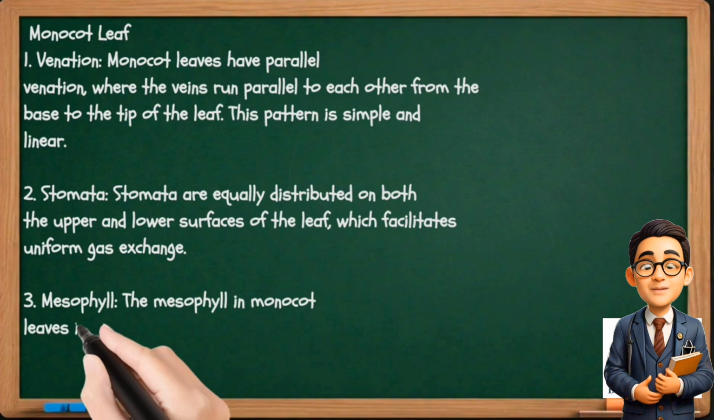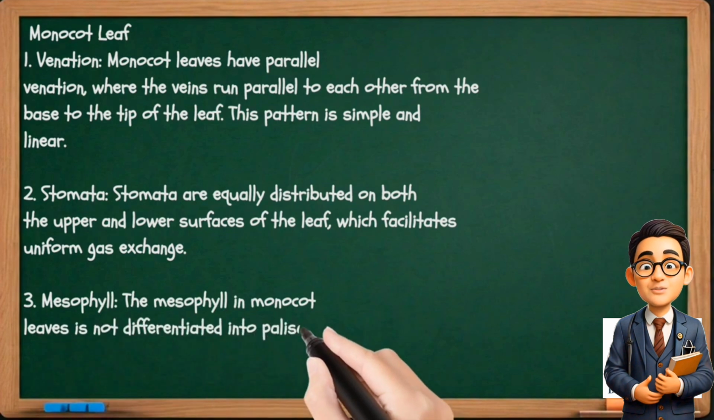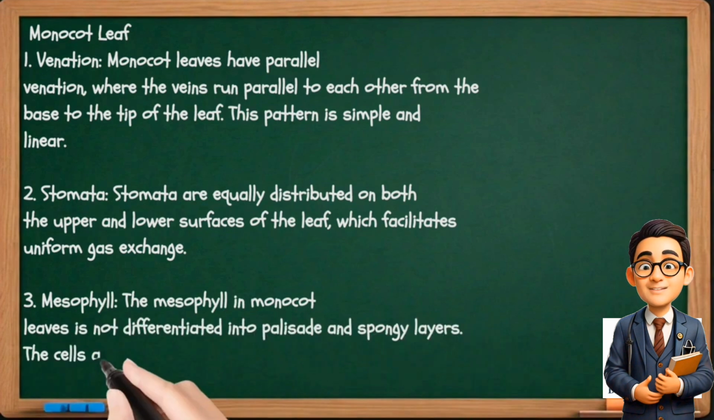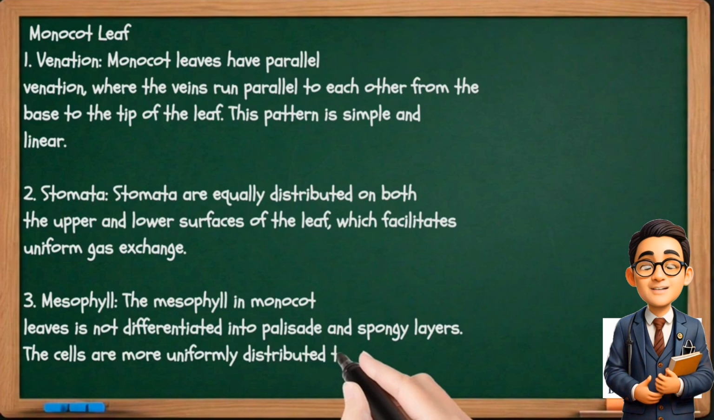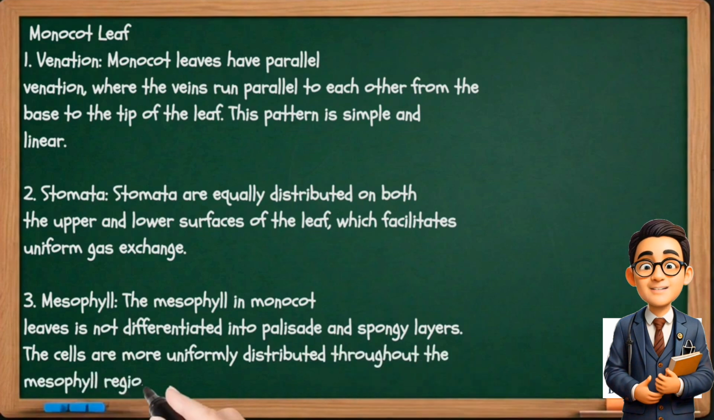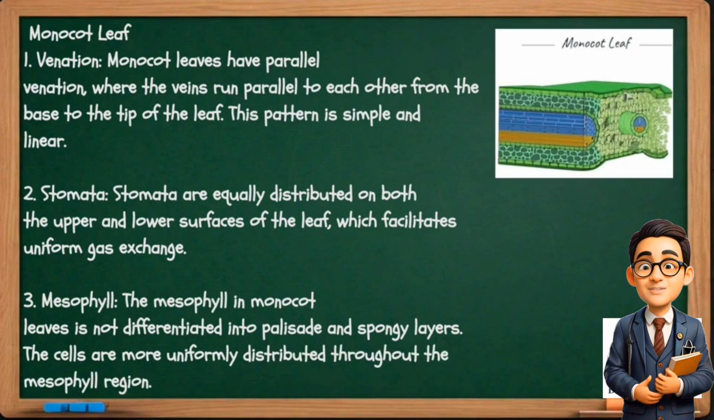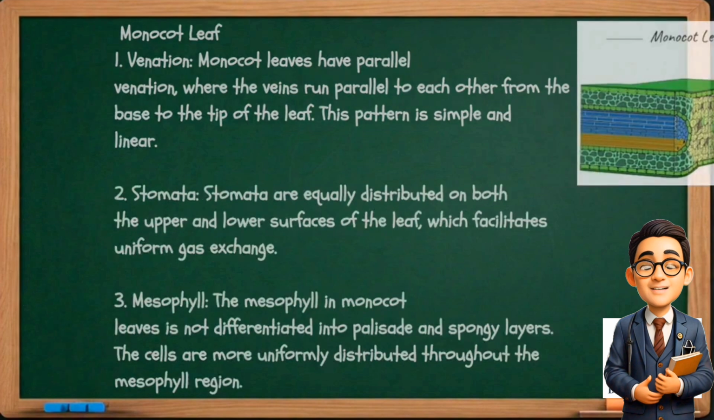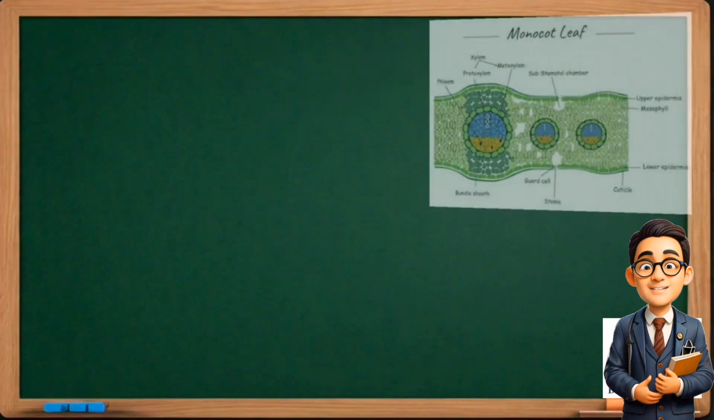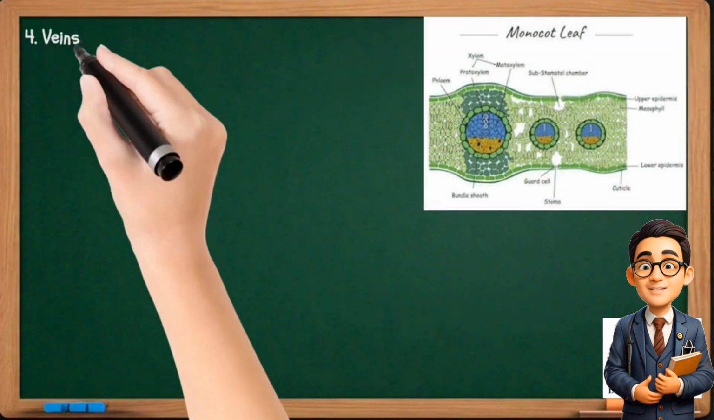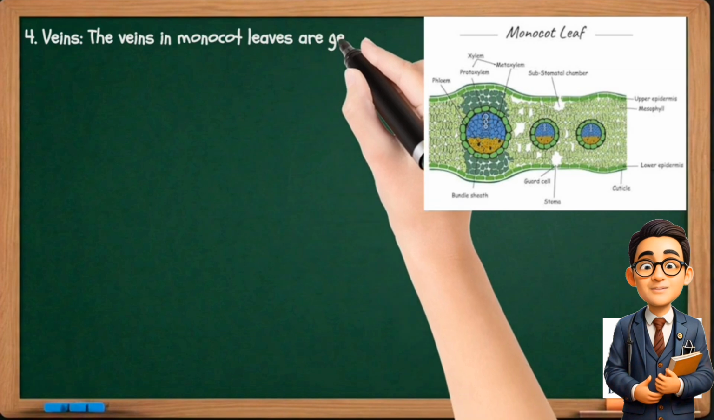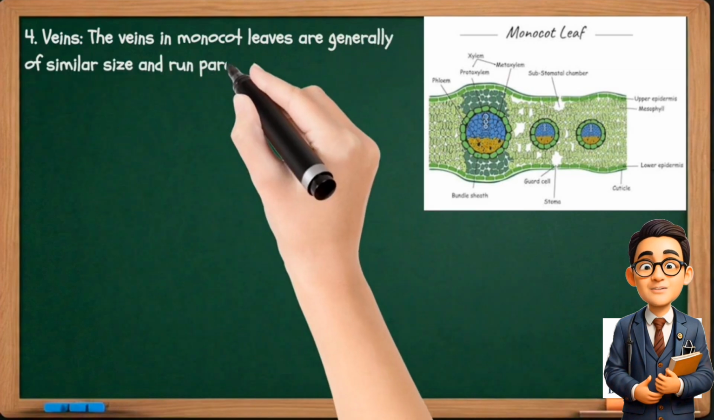Mesophyll. The mesophyll in monocot leaves is not differentiated into palisade and spongy layers. The cells are more uniformly distributed throughout the mesophyll region. Veins. The veins in monocot leaves are generally of similar size and run parallel to each other, which helps in the efficient transport of water and nutrients along the length of the leaf.